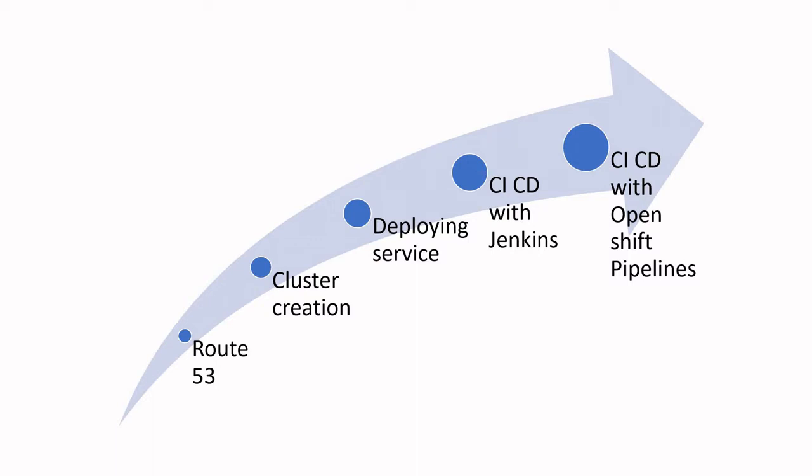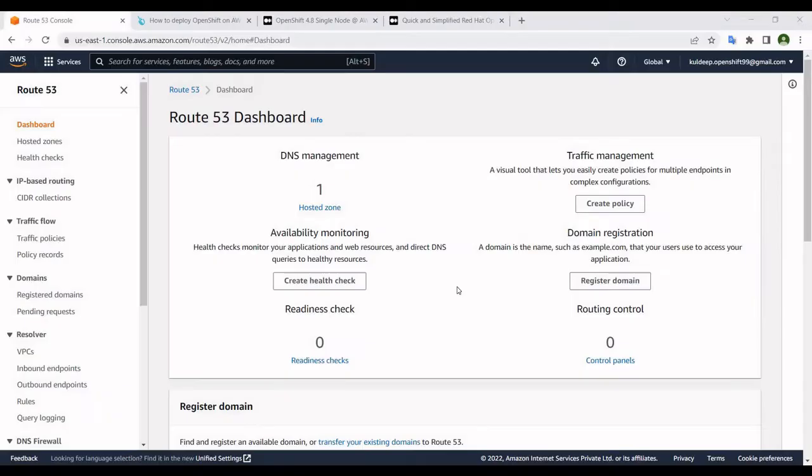So here we'll see how we can configure Route53. For OpenShift to work, we need a public domain, and we need to go to Route53 and create a hosted zone. Since I have already created a hosted zone, I will show you how it needs to be done. Come to Route53, click on hosted zones.